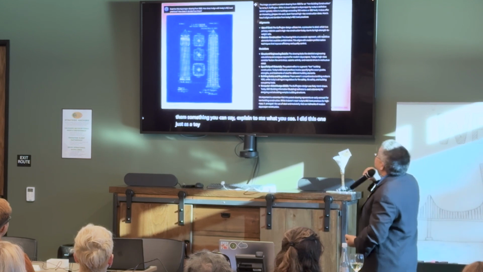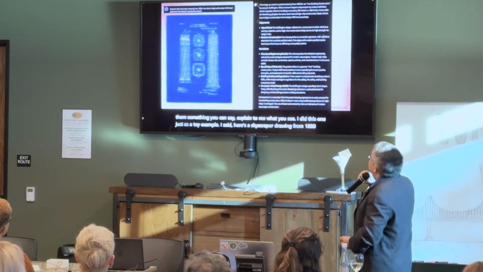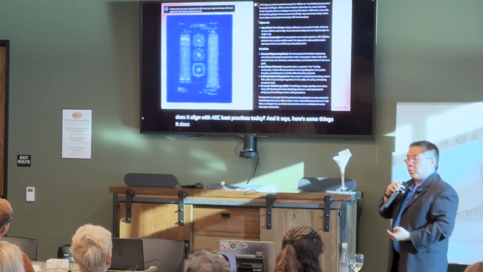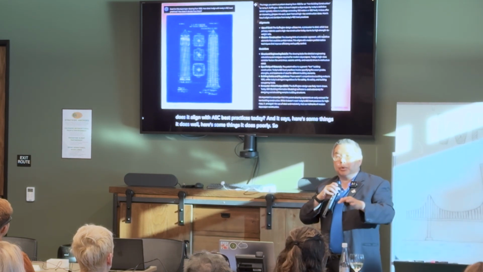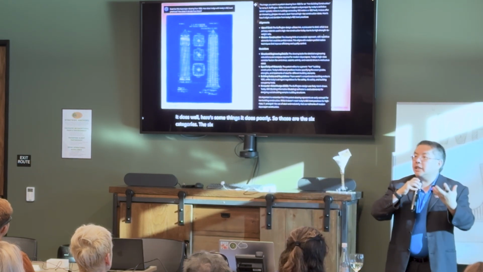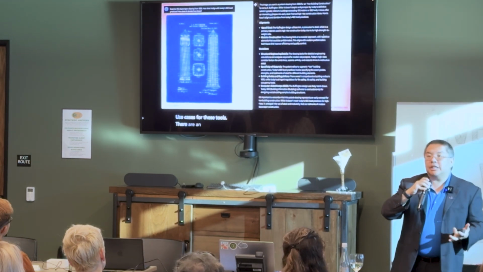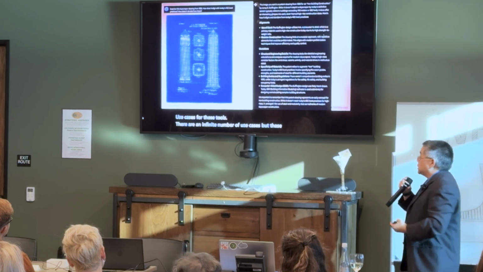I said, here's a skyscraper drawing from 1888. How does it align with AEC best practices today? And it says, here's some things it does well, here's some things it does poorly. So those are the 6 categories, use cases for these tools. There are an infinite number of use cases, but these categories are what they do best.